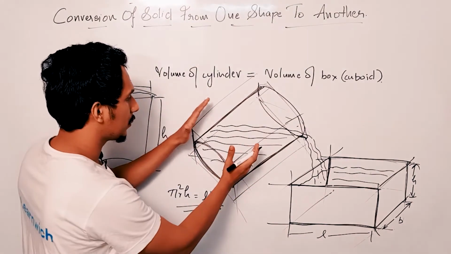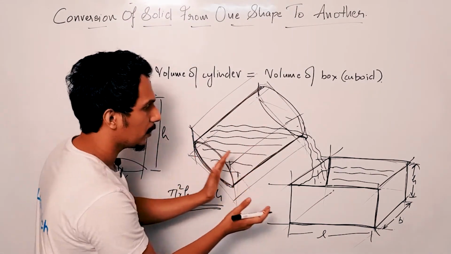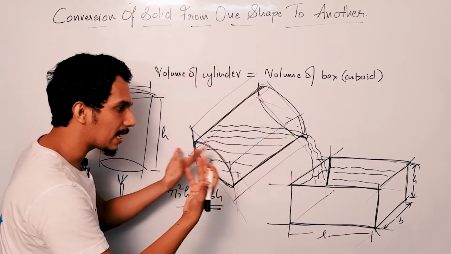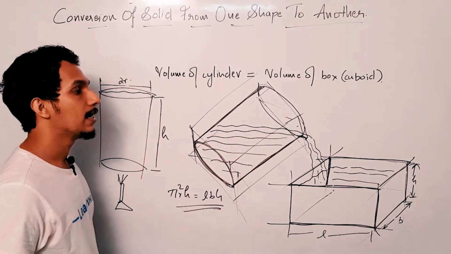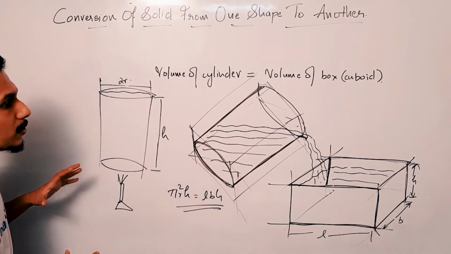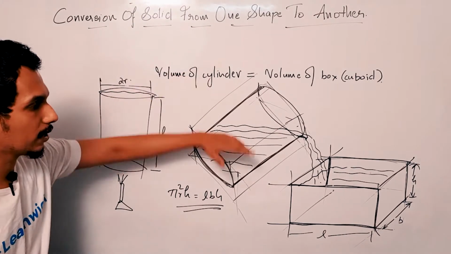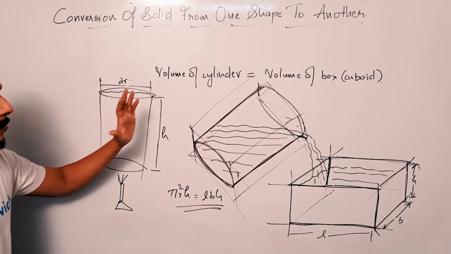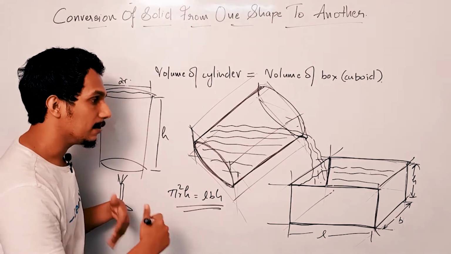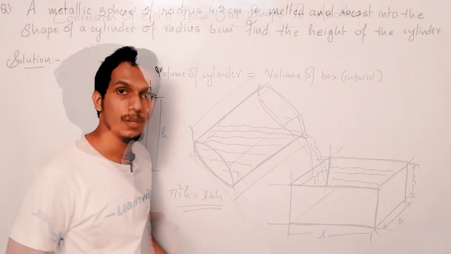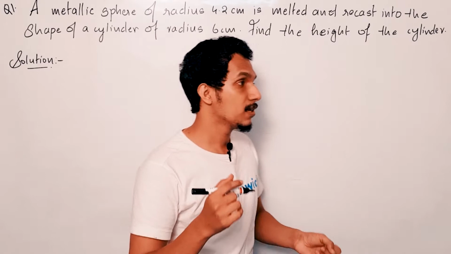The volume of this particular shape will be equal to this particular shape because I'm making one out of the other. This is the whole concept that we are going to discuss in this section, that is conversion of a solid from one shape to another. So now that the concept is clear, let's move on to the question. Here is question number 1, so let's start with that.